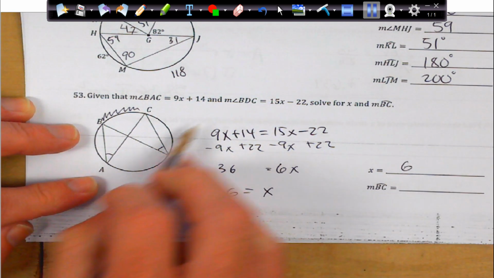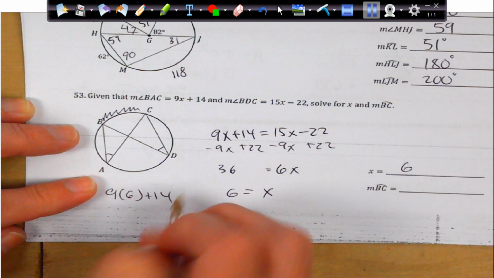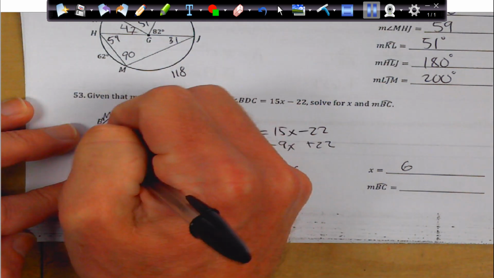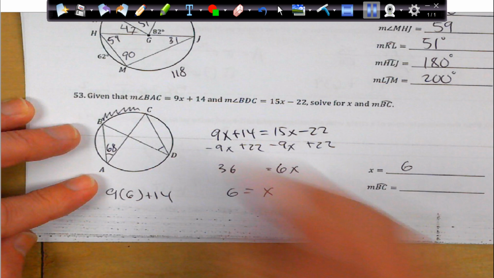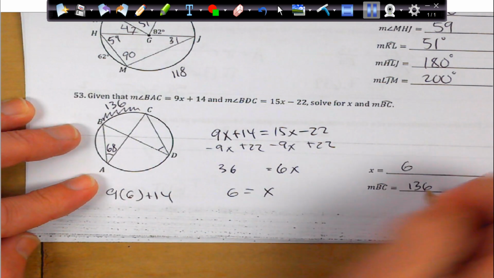And then for BC, we have to plug it back into one of these. Doesn't really matter which one. So 9 times 6 plus 14. So this is 68 right here. That's the inscribed angle, so we have to double it to get the arc of 136 for BC.